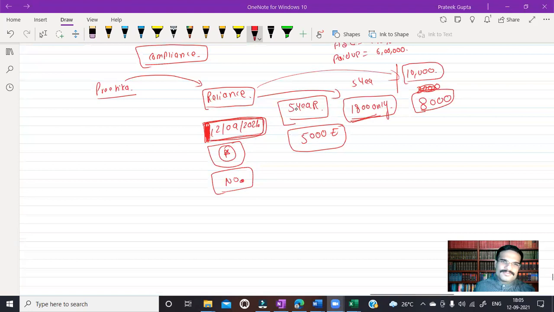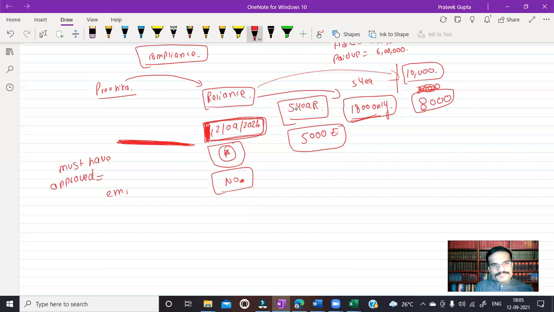Sir, before saying this, Reliance company must have approved a policy. This policy is known as the employee stock option scheme. Reliance company must have approved one scheme. This scheme is known as employee stock option scheme.